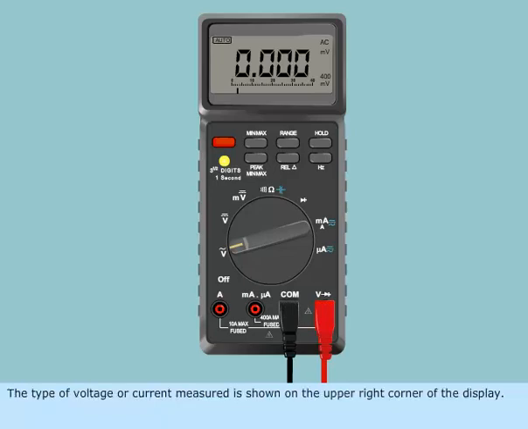The type of voltage or current measured is shown on the upper right corner of the display. The largest digits at the center of the display are the measured values. To the right of measured value, the display shows letter that represents units. The measurement range is shown at the lower right corner.